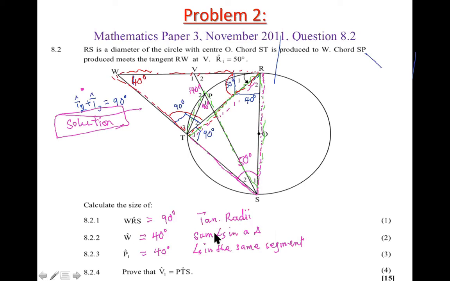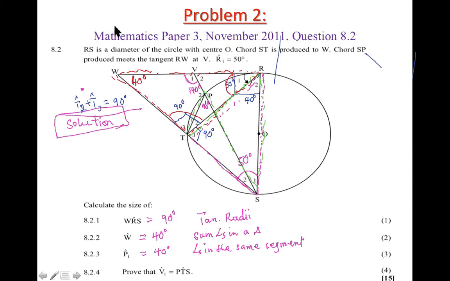Now, there is a question. We have to prove, okay? Darishan, you can turn your mic on because I want us to interact. Fatima, you can turn your mic on. Feel free, let us talk about maths now. So how do we prove that angle V1 is equal to PTS? How do we prove that angle V1 is equal to PTS? So this is angle V1. Look at angle V1, okay?